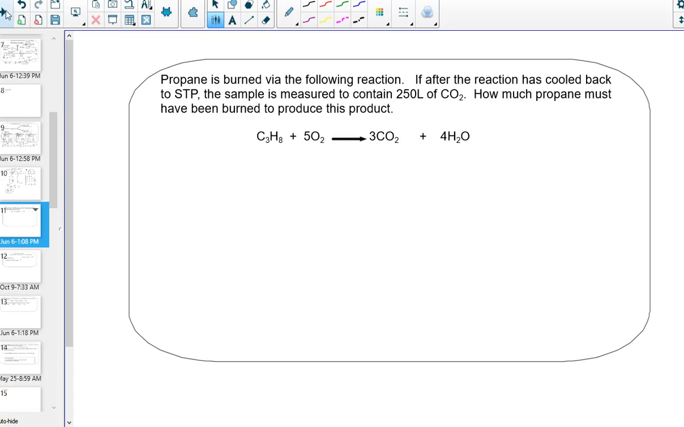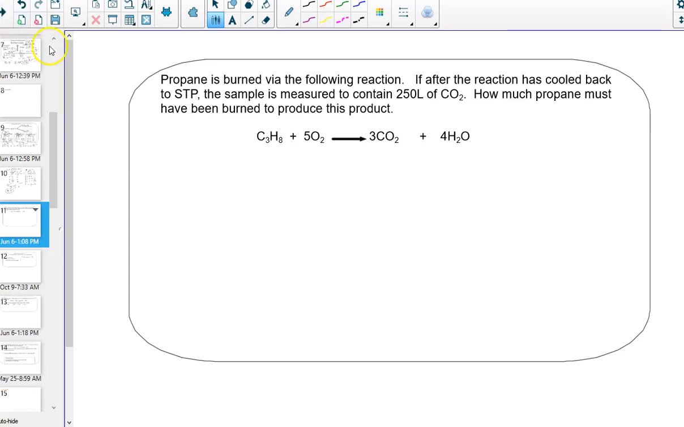Alright, let's jump into some problems that are more typical here. Propane is burned by the following reaction. If after the reaction is cooked, cooled back down, STP, the sample is measured getting 250 liters of carbon dioxide, how much propane have we burned to produce this product? Okay, so we'll be adding a few things in here.